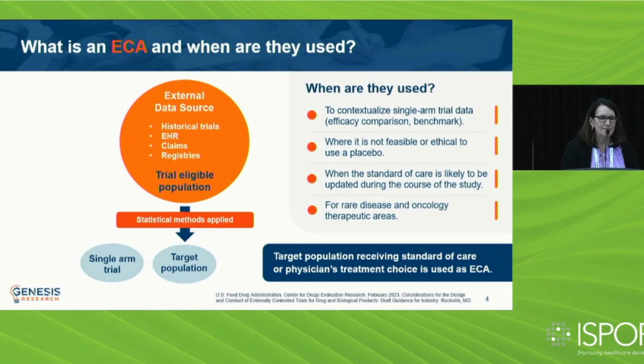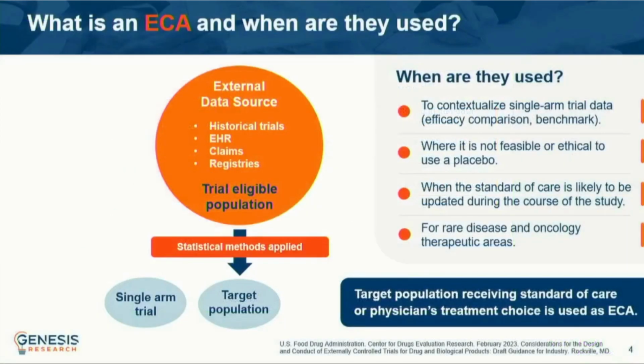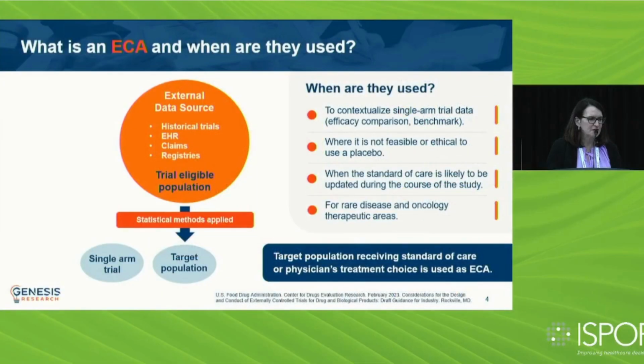And these patients that we're comparing to the single-arm clinical trial in the external control arm can be either treated or untreated. The key really is that the external control arm should be as similar as possible to the single-arm trial population, and to do that, we want to ensure that the data that we're choosing is really fit for purpose. At Genesis Research, we've worked with a number of external data sources to create the external control arm for comparison. These include historical trial data, electronic health record and claims data, as well as registry data.